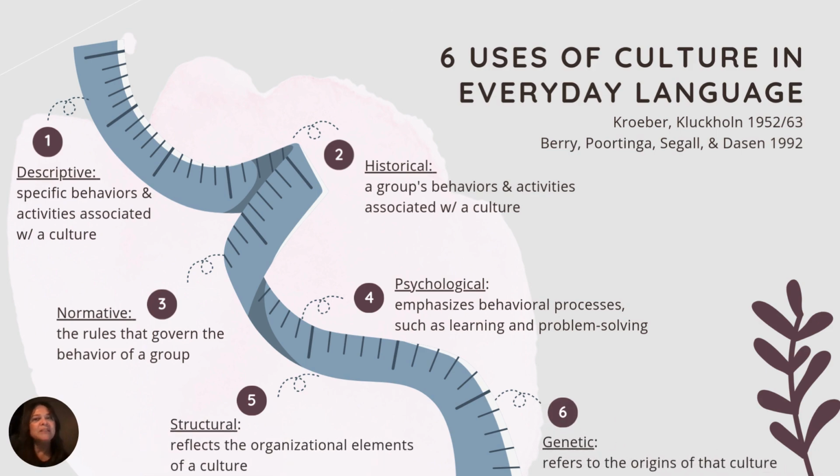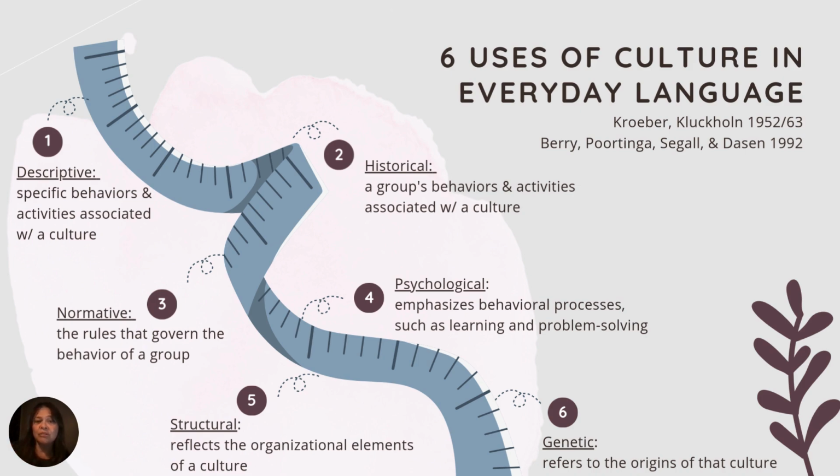So let's talk about the 6 uses of culture in everyday language. There's descriptive, ways that we can talk about specific behaviors associated with the culture, things like language, historical, a group's behaviors and activities. This is very much like historical holidays. We have normative ways to talk about culture in our language, the rules that govern the behaviors of a group. Gender roles are considered normative features of culture.